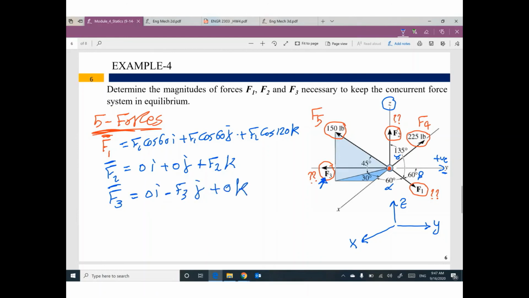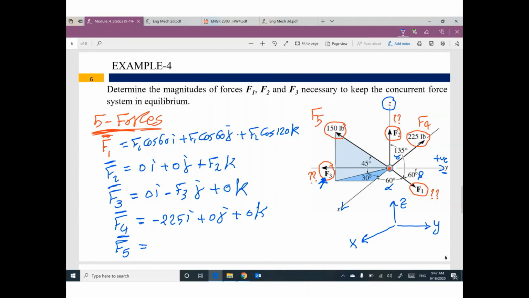What else? Keep going. For F4, what do you have? F4 is a force of 225 in the negative direction of the x-axis. So we have negative 225 I, 0 J, and 0 K. Keep going. We still have one more. What about F5 as a vector?